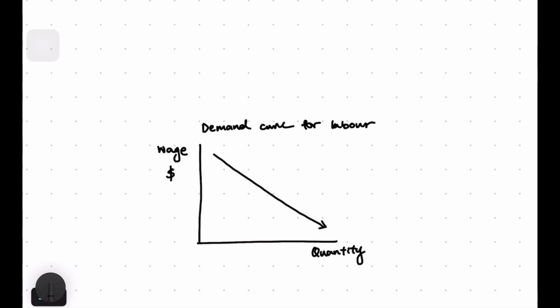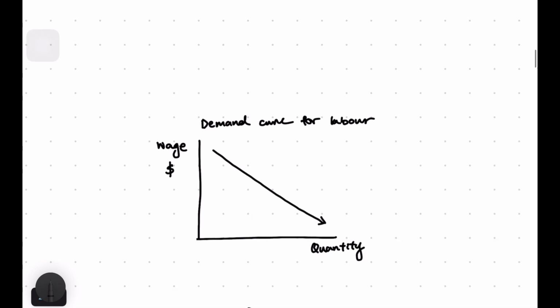The demand curve for labor represents the relationship between the wage rate and the quantity of labor demanded by employers in a particular market or industry. The curve slopes downwards, and it indicates that the wage rate increases as the quantity of labor demanded by employers decreases. And we would assume at that time everything remains constant.